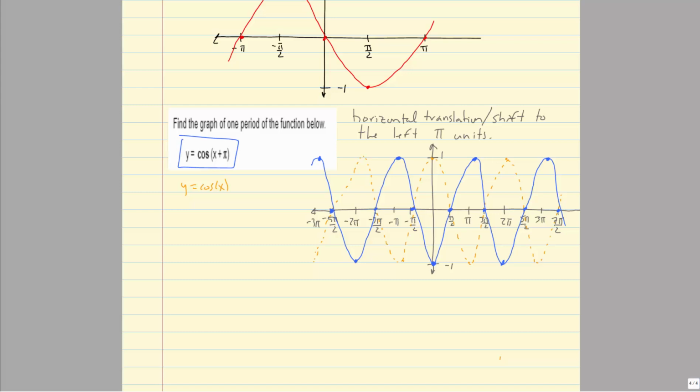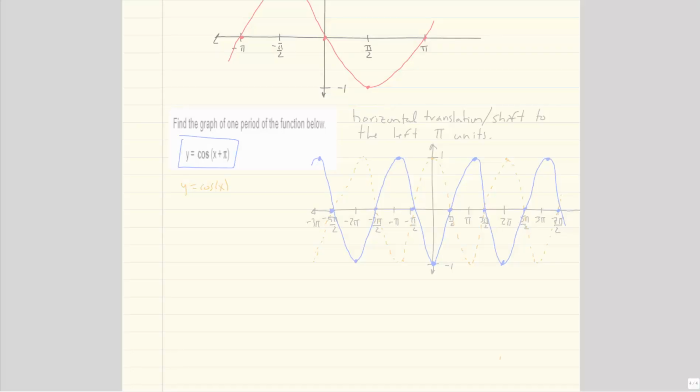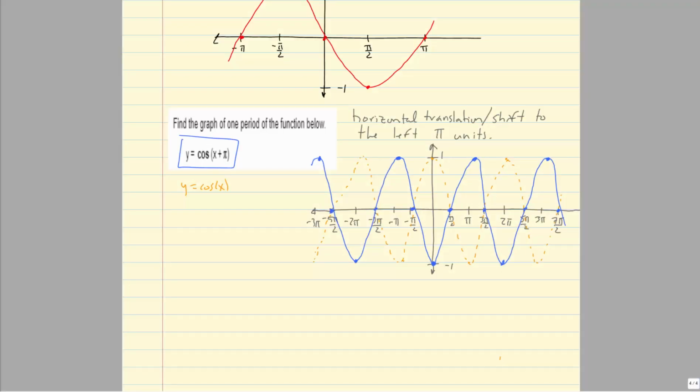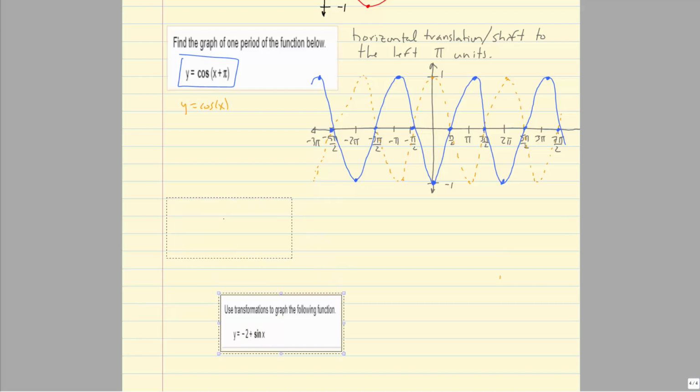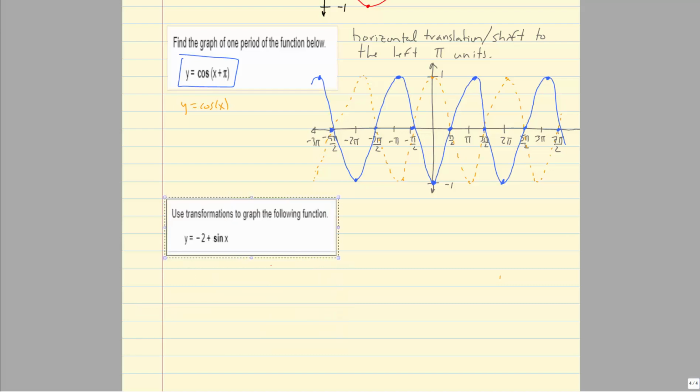Let's go ahead and find another one. I want one that will have a couple transformations on it. Okay, let's try this one. So use transformations to graph the following. Now this one we should be able to identify the transformations. We might have to use the 4-step method if there's too much going on here, but this one should actually be pretty simple. So this one is our standard sine curve.